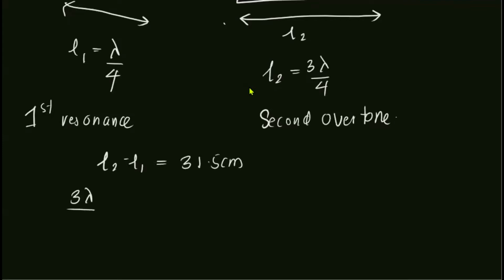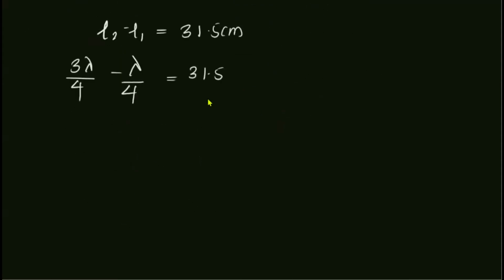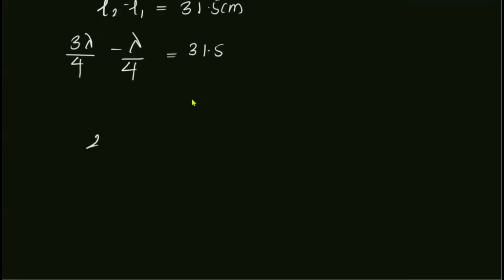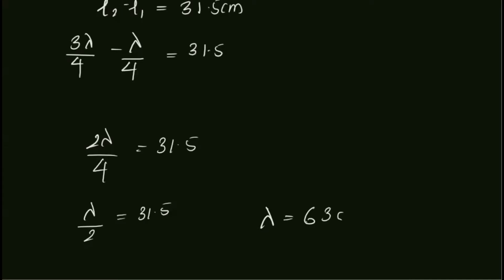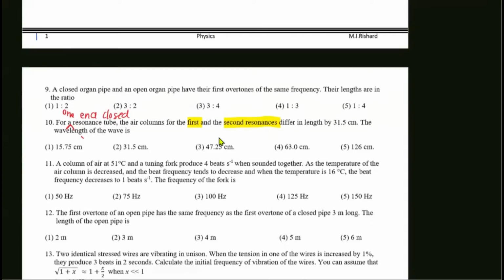What is L2? 3 lambda over 4 minus lambda over 4 is 31.5. If you simplify further, 2 lambda over 4, so lambda over 2 is 31.5. Lambda is going to be 63 centimeters. So let's see whether there is such an answer. Yes, 63 centimeters.